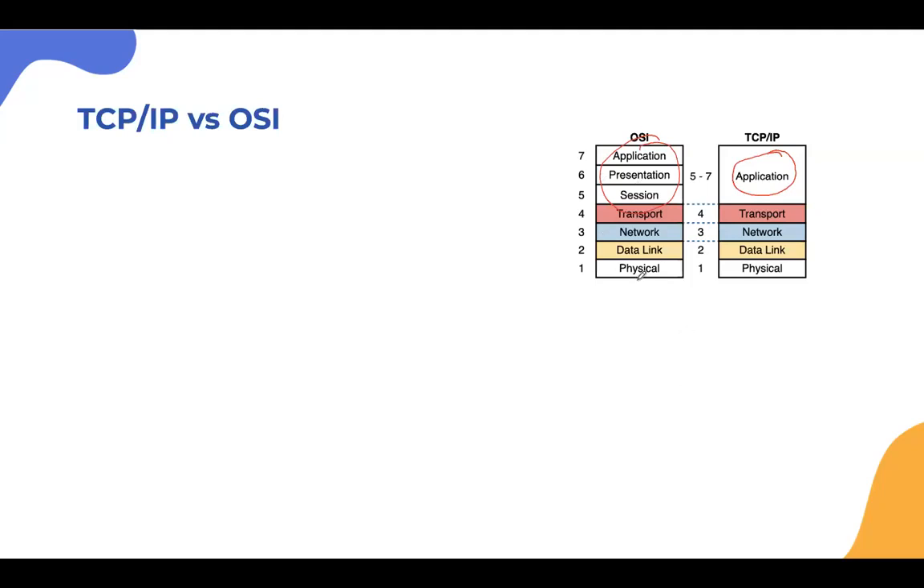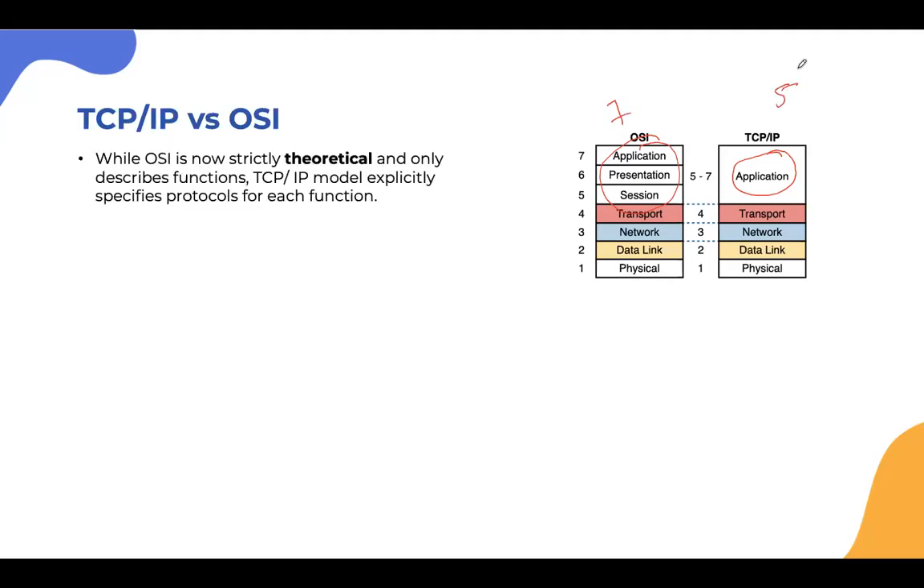So we are comparing both the models, the OSI model and the TCP/IP model. The only difference in TCP/IP is the top three layers are gone. They are all replaced by an application layer only, and there are 7 layers in the OSI. There are only 5 layers in the TCP/IP model.